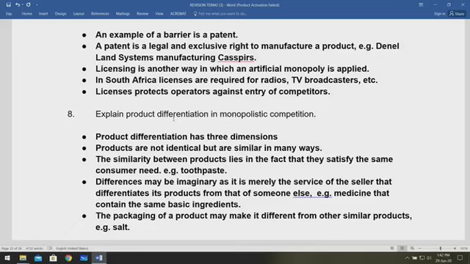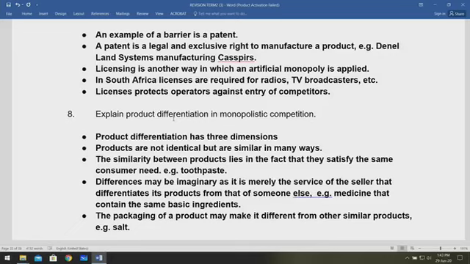Differences may be imaginary as it is merely the service of the seller that differentiates its products from that of someone else. Example, medicine that contains the same basic ingredients. The packaging of a product may make it different from other similar products. And the example used there is salt.